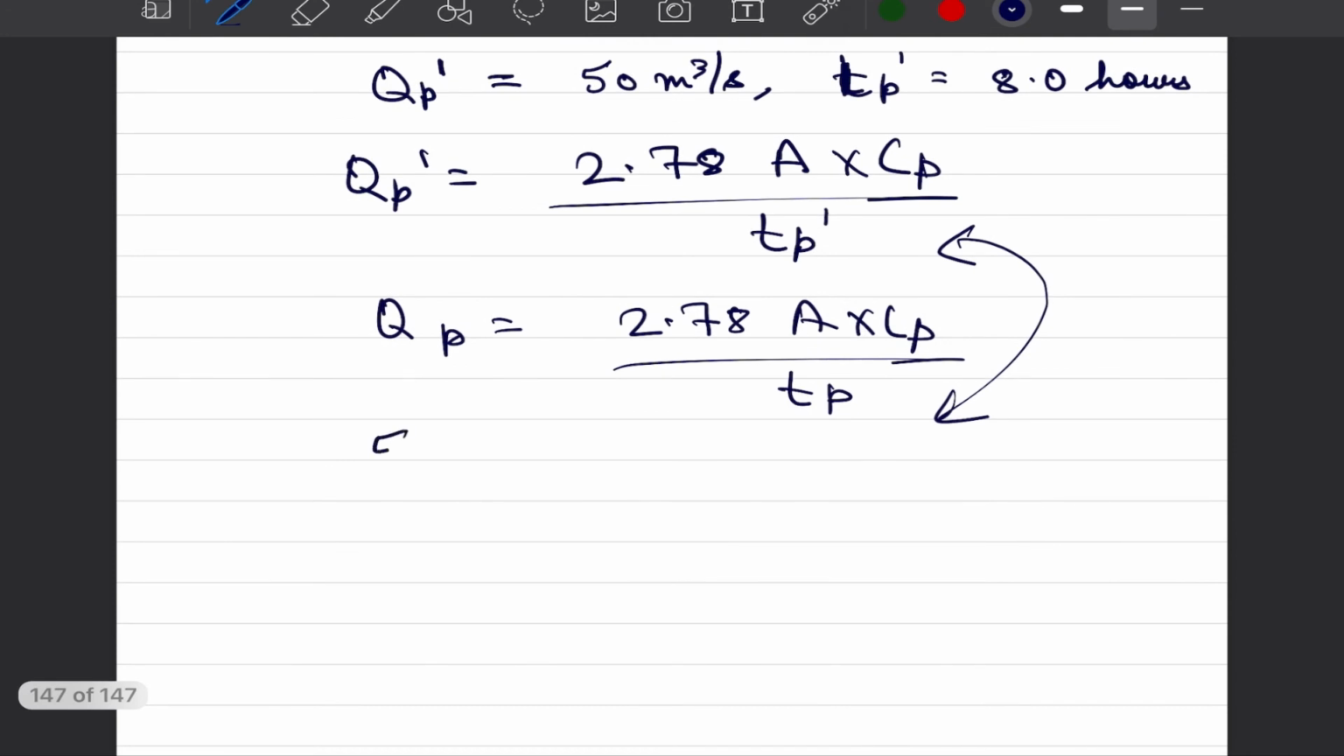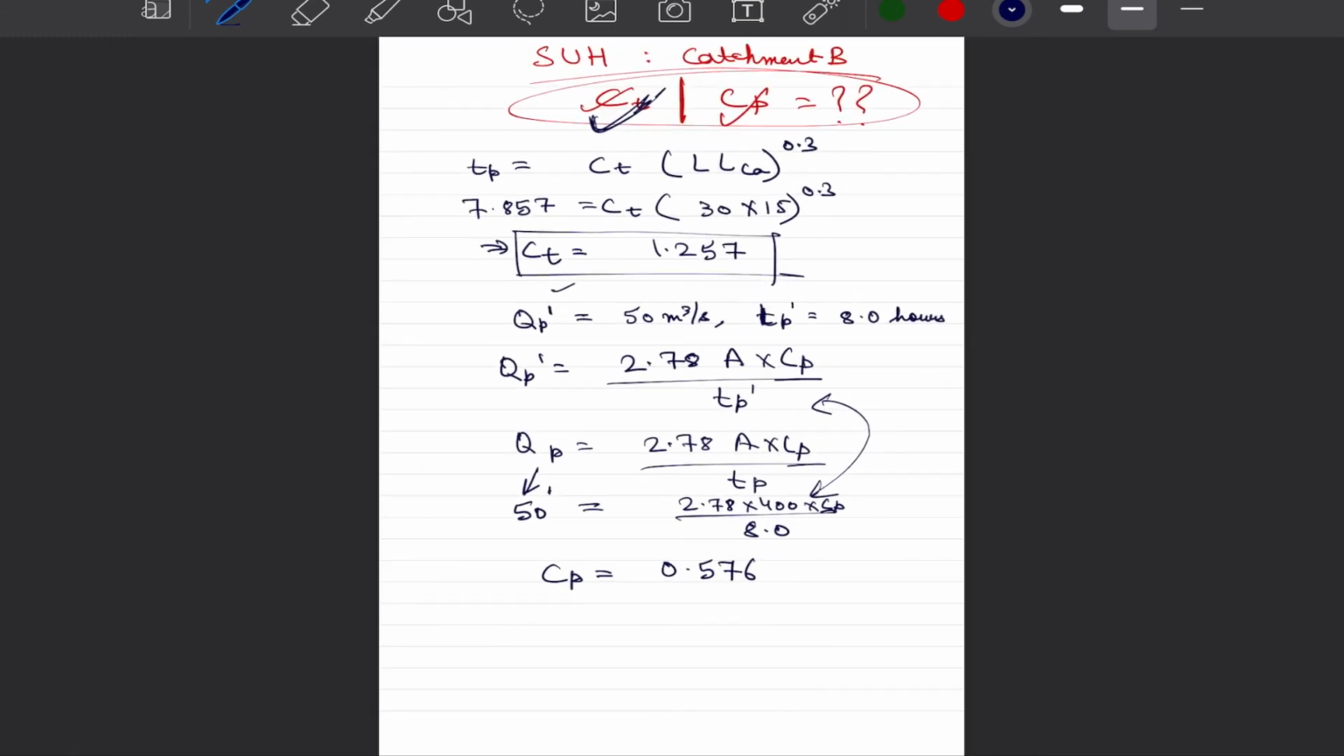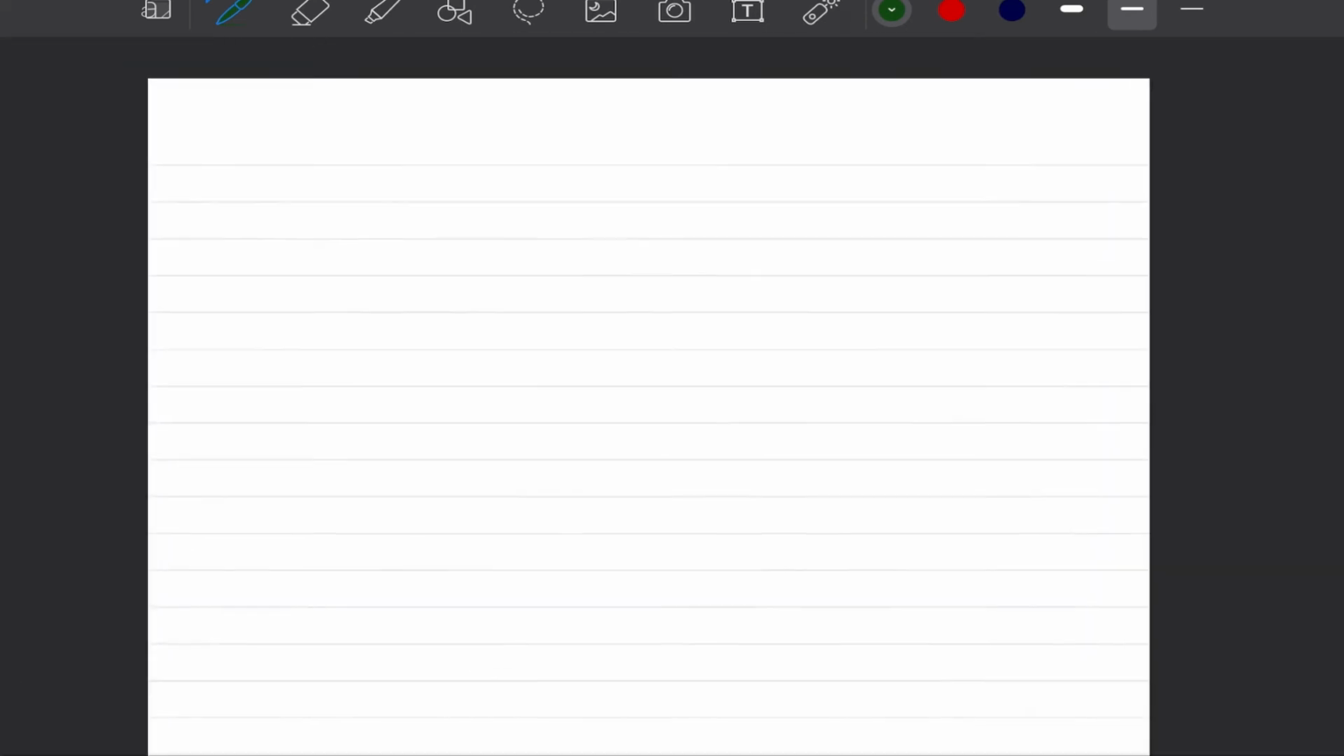Now for catchment A, we know that QP dash is 50, TP dash we already know is 8, that is the distance between centroid and the peak of hydrograph. Area is known as 400, only unknown is CP. So here our CP comes out to be 0.576. So from basin A, we have determined both the coefficients that will help us determine the shape of the unit hydrograph for basin B.